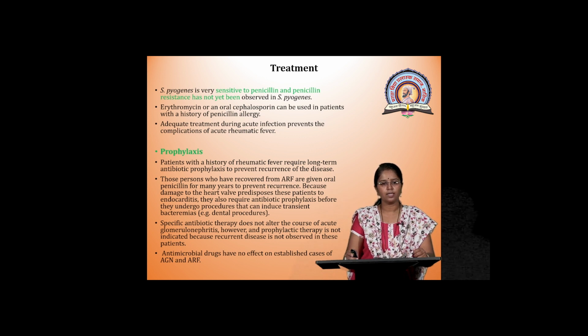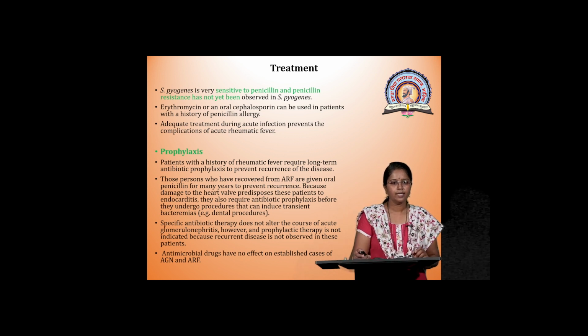Specific antibiotic therapy does not alter the course of acute glomerulonephritis. However, prophylactic therapy is not indicated because recurrent disease is not observed in these patients. Antimicrobial drugs have no effect on an established case of acute glomerulonephritis and acute rheumatic fever. So in this way, Streptococcus pyogenes is responsible for causing severe diseases like acute glomerulonephritis and acute rheumatic fever.